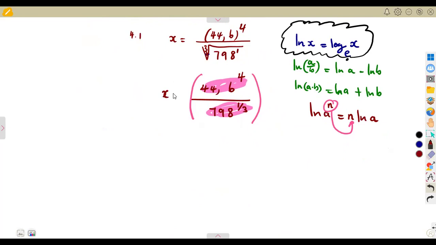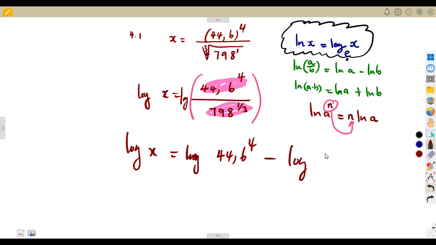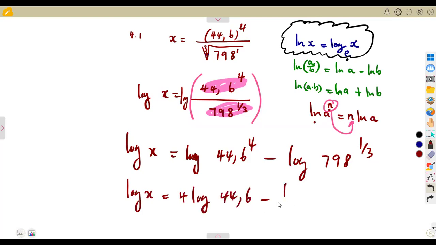So this was x is equal to, so you could have written this as a log, meaning to say the same laws apply: the logarithm of x is equal to the same thing. When you are dividing the numbers, you subtract the logarithms, so it's the logarithm of 44,6 to the exponent of 4 minus the logarithm of 798 to the exponent of a third. We are back. The ln is a log. If there is an exponent, you drop the exponent, so the logarithm of x is equal to 4 times the logarithm of 44,6 minus 1 over 3 times the logarithm of 798.